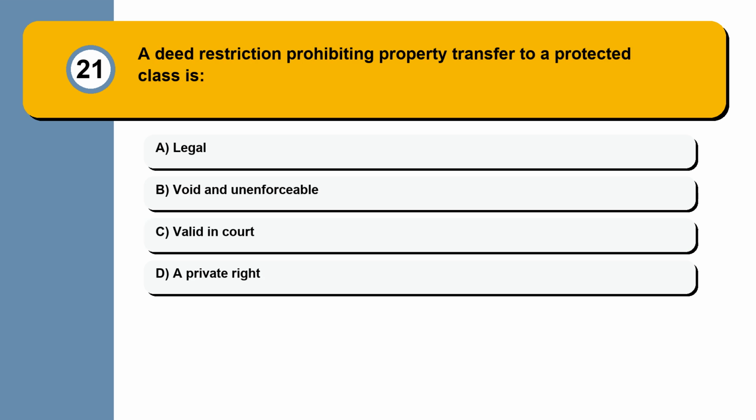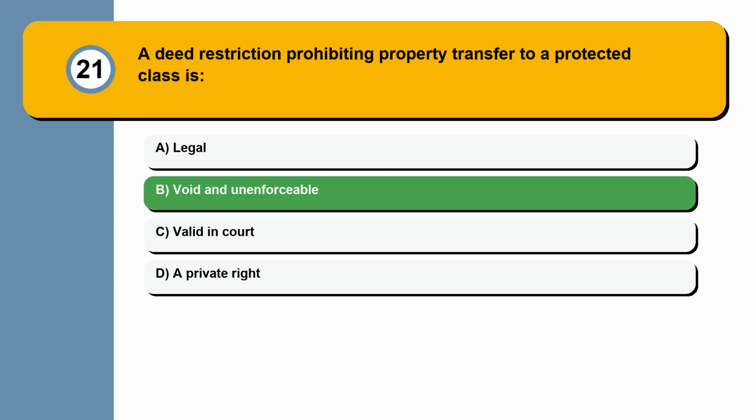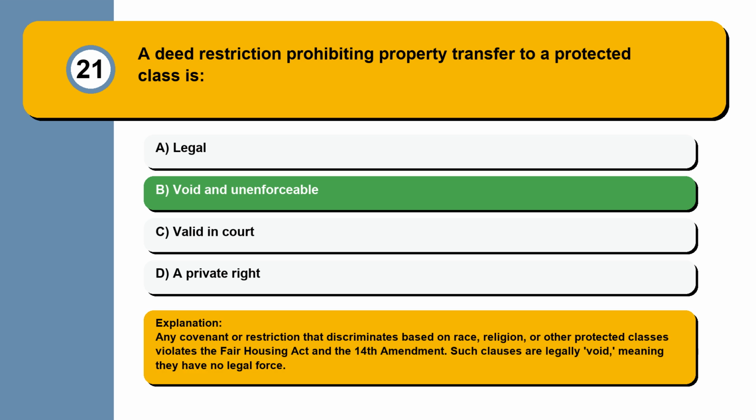Question 21. A deed restriction prohibiting property transfer to a protected class is: legal, void and unenforceable, valid in court, a private right. Any covenant or restriction that discriminates based on race, religion, or other protected classes violates the Fair Housing Act and the 14th Amendment. Such clauses are legally void, meaning they have no legal force.